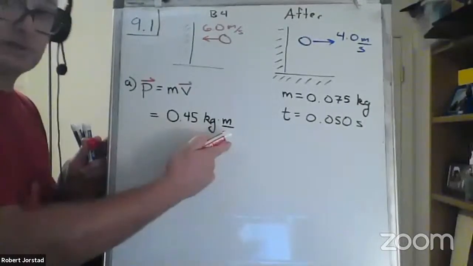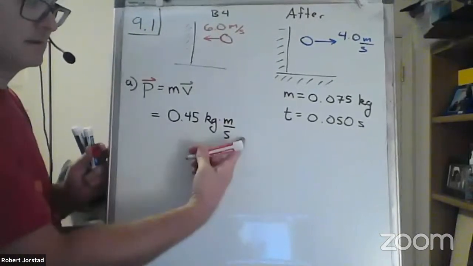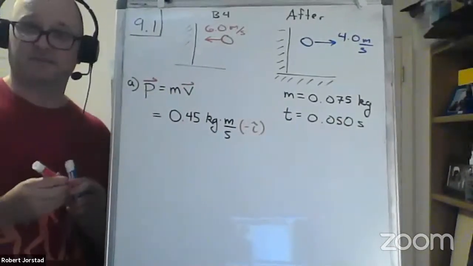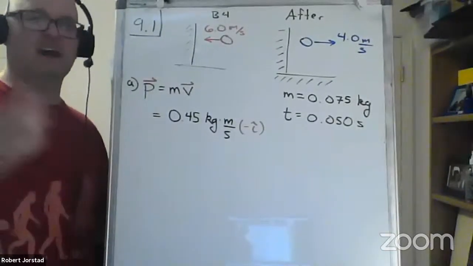So the answer should be negative. And I'm going to put the negative i-hat right here. Does that make sense? Strictly speaking, momentum is a vector. We have to be a little bit picky now. So you got the idea.